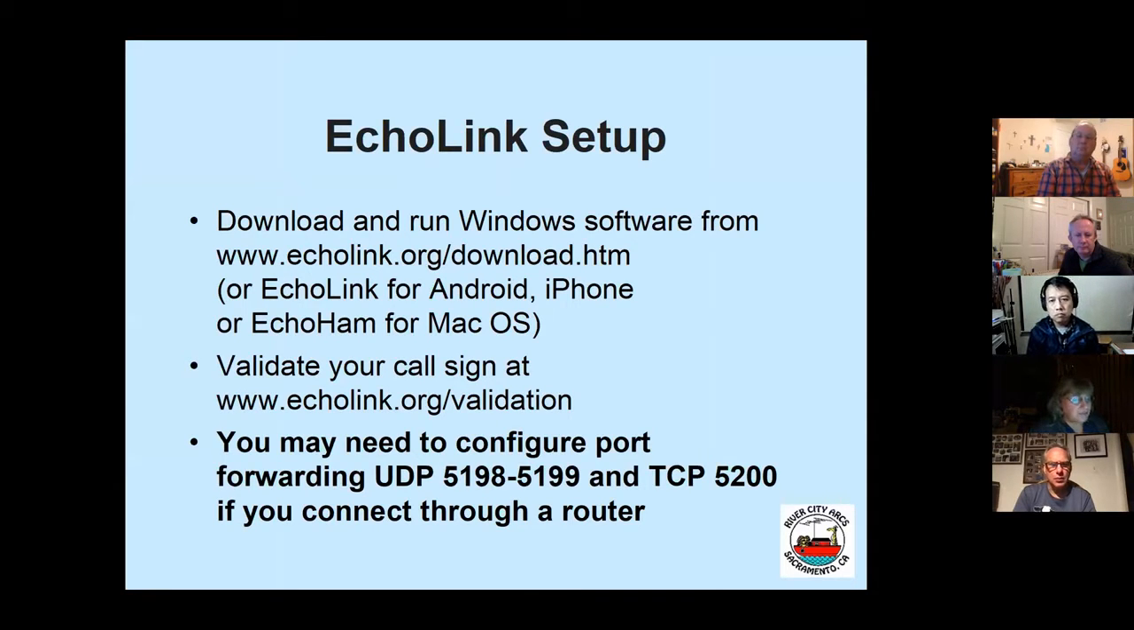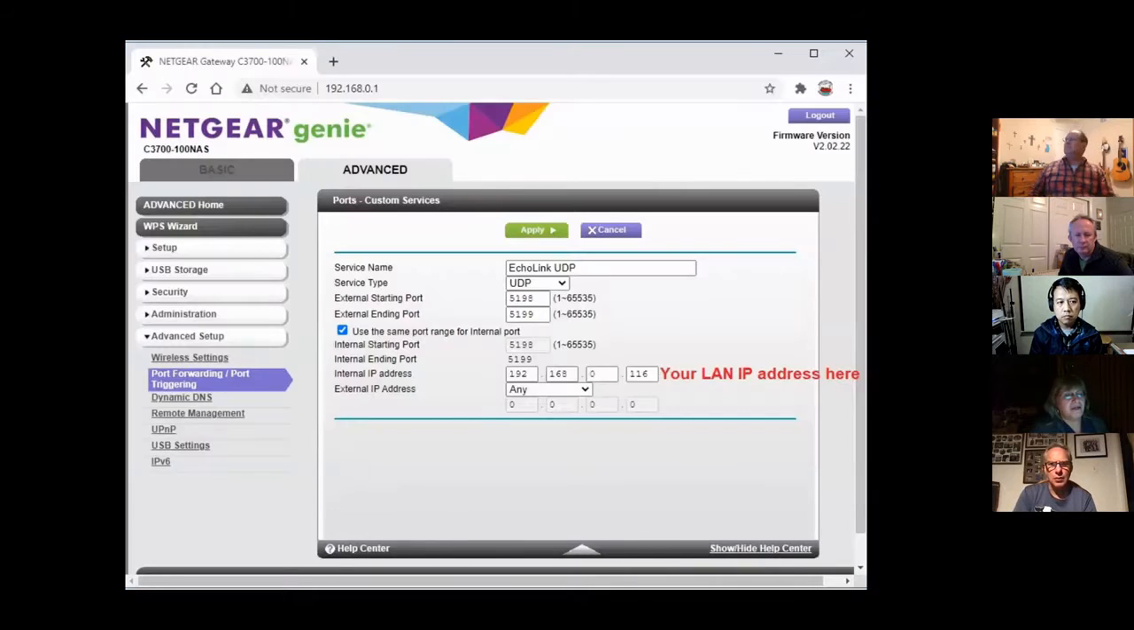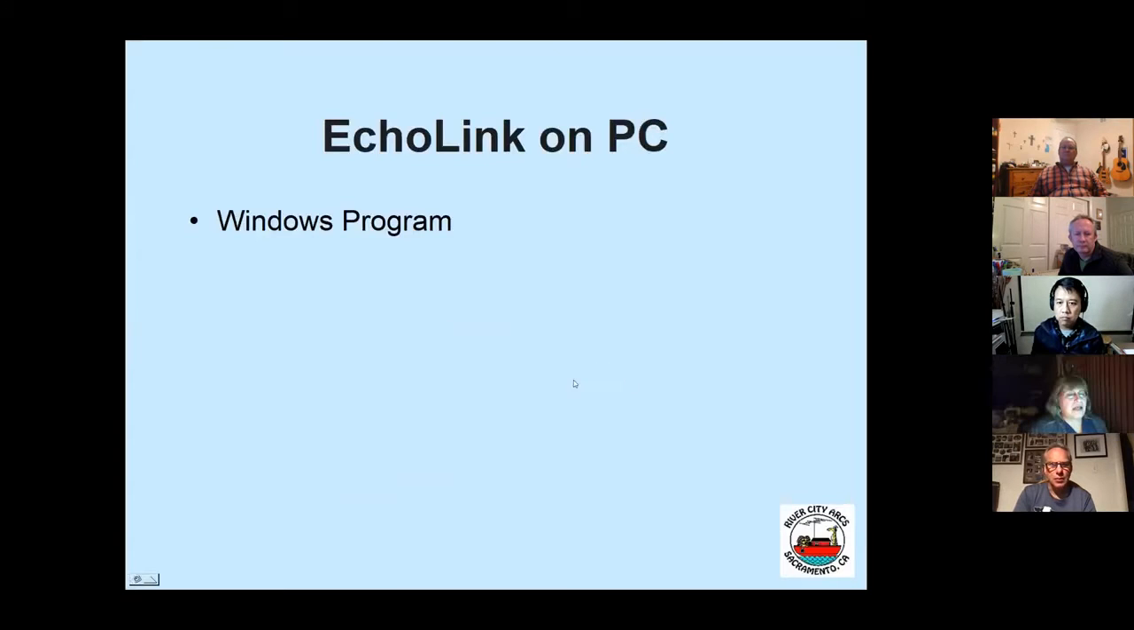If you're using a PC on your home network and you're going through a router, you may need to configure port forwarding. That's a little bit beyond the scope of this talk, but this is just an example looking inside. You have to log into your router and then open up the ports and allow them to see the LAN IP address of your device. That way you'll be able to call out. If you don't do that, you can still connect to different nodes on EchoLink, but you wouldn't be able to transmit. You'll just be listening.